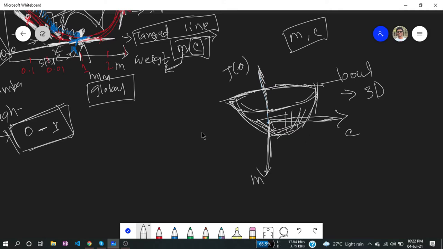So here, what will it do? First it will keep this M value constant and change the C value. Then it will keep the C value constant and change the M value. That's how it will simultaneously change the M and C values. Then it will decide where my global minima is. It will automatically understand, yes, this is my global minima, by changing this M and C.